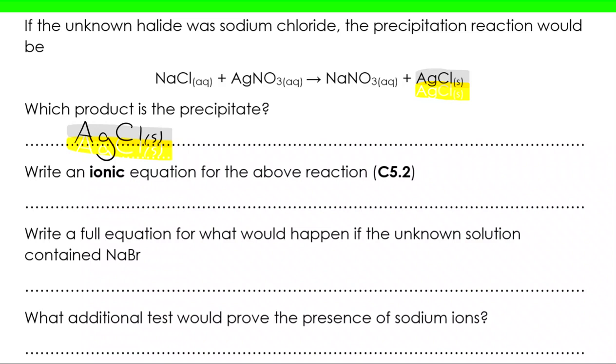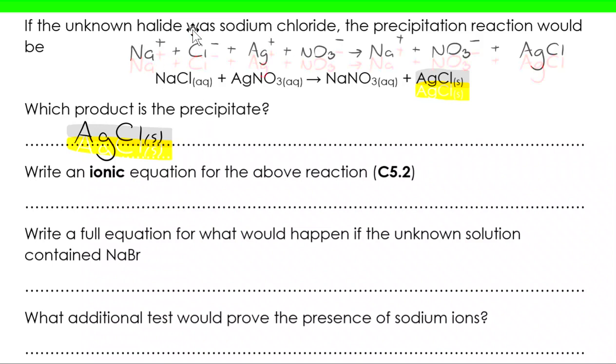Ionic equations, we did a lot of work on this a few chapters back, a few videos back. You break up anything that's ionic and aqueous. So I'm going to do all of that just at the top here. My NaCl breaks up, my AgNO3 breaks up, my NaNO3 breaks up, but I'm not breaking up the AgCl. It's ionic, but it's solid, so it stays together.